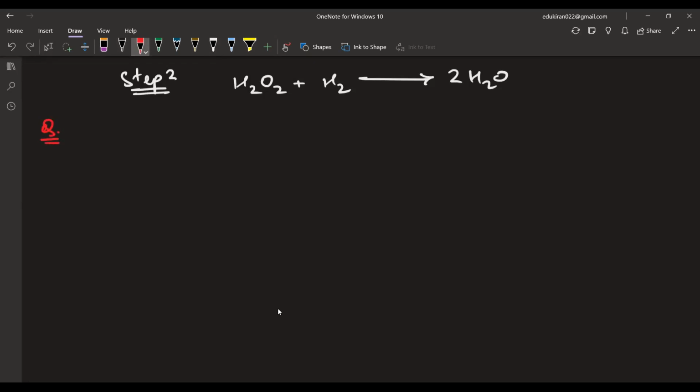You have been given a reaction. 2N2O5 is giving you 4NO2 plus O2. The rate law is K into the concentration of N2O5, only once, 1 N2O5. They're asking you to propose the mechanism.